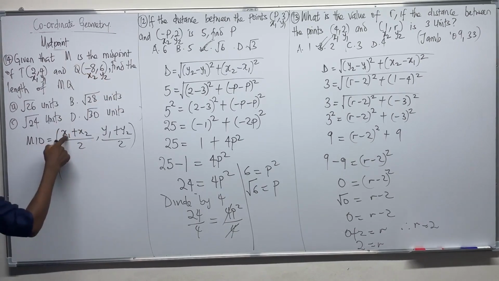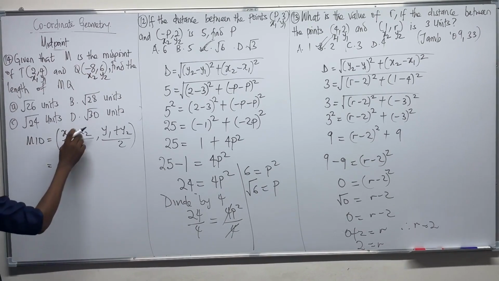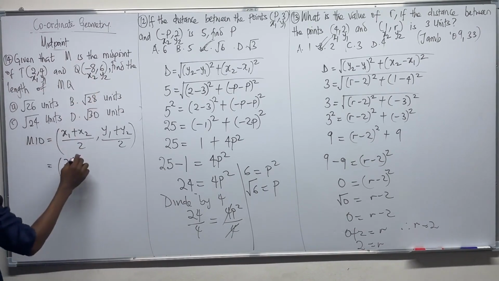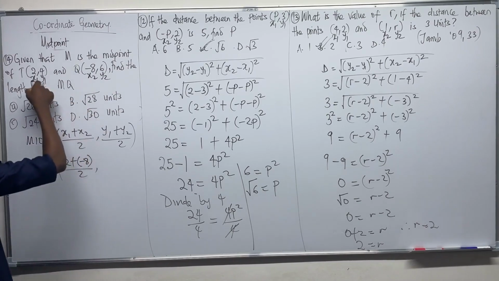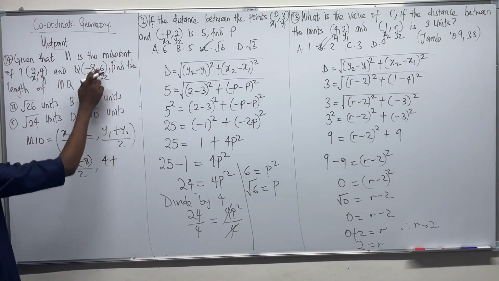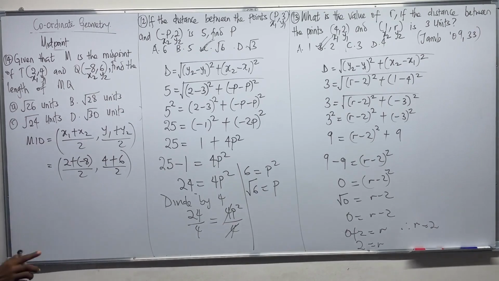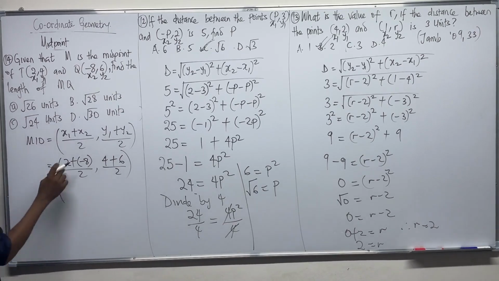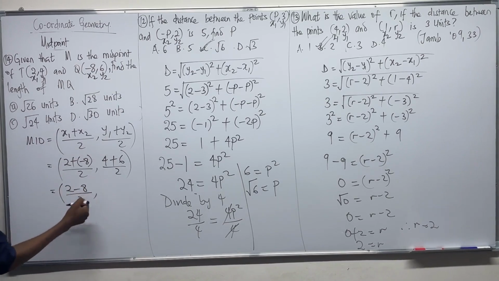So what is x1? x1 is 2. Plus what is x2? x2 is minus 8, divided by 2. What is y1? y1 is 4. Plus what is y2? y2 is 6, over 2. So you put in all of your numbers. Now this becomes 2 plus times minus is minus. And then what is 4 plus 6? That's basically 10 over 2.